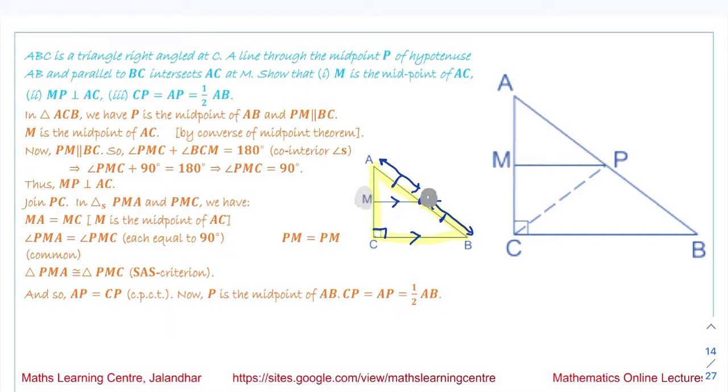We are saying P is the midpoint of AB. These two lines are parallel to each other. So what we get is that M is the midpoint of AC. Second thing we have to prove is that MP is perpendicular to AC.